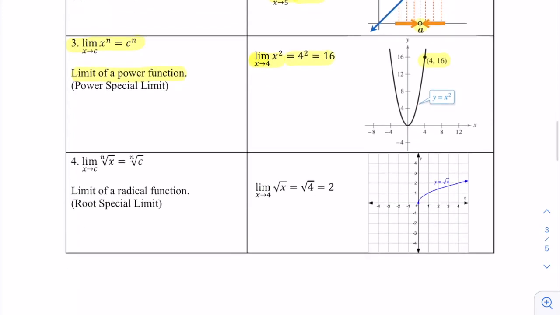Let's look at the radical functions. If we have the limit of the nth root of x as x approaches c, it will be the nth root of c.